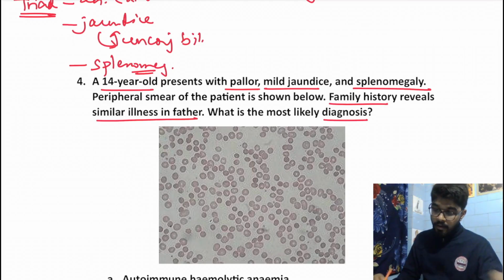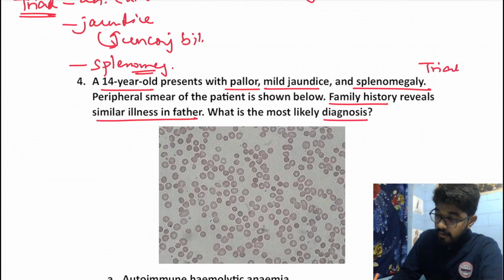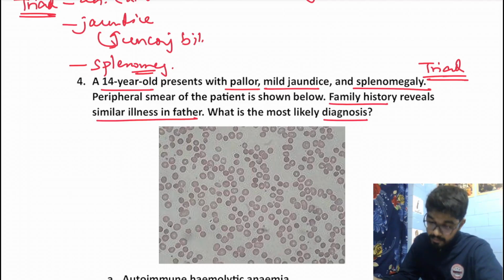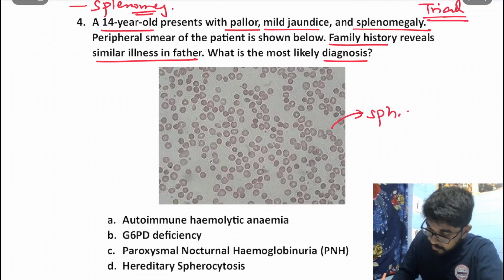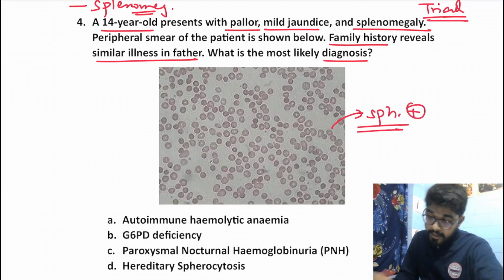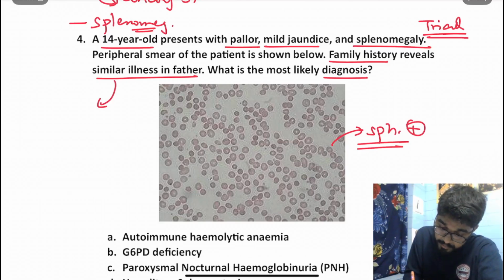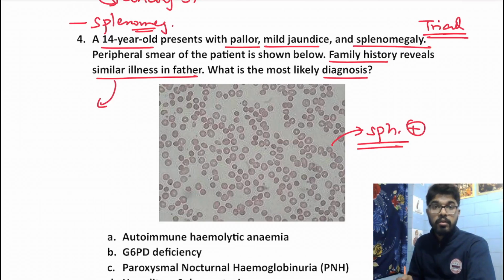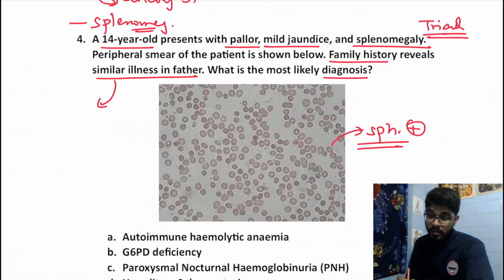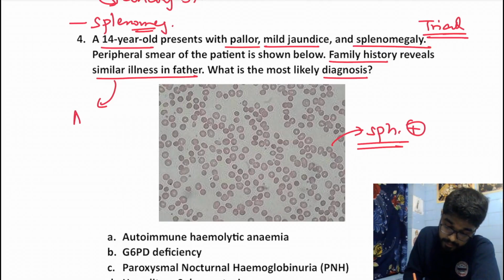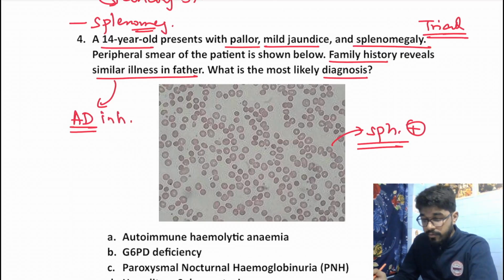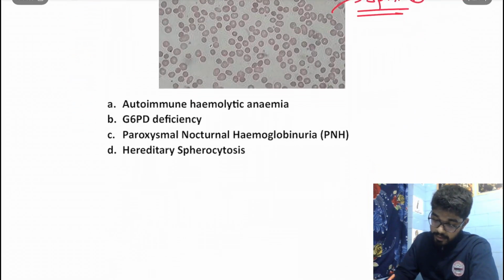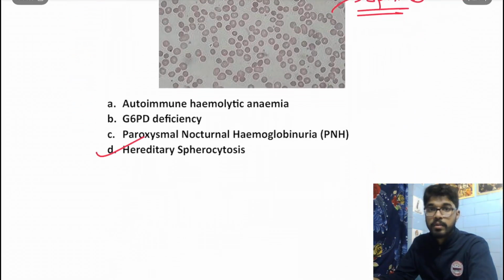Over here we get the triad of hereditary spherocytosis. The peripheral smear shows us spherocytes. Spherocytes are present everywhere, and moreover we get the family history, similar illness in father, and we all know that hereditary spherocytosis is an inherited disease, right? It shows an autosomal dominant inheritance pattern, right? So there are three things to suggest that the diagnosis over here is hereditary spherocytosis.